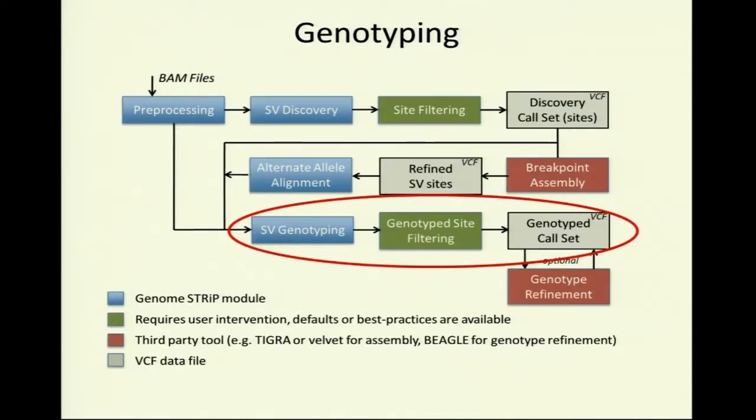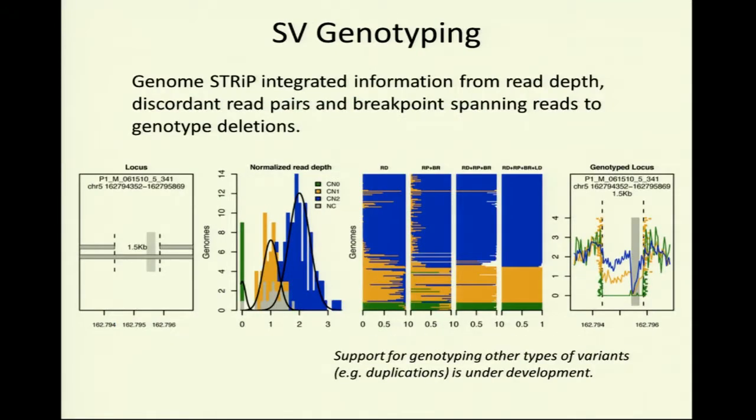So whether you got your site list from Genome STRiP or from another tool, if you want to use genotyping, this is how you would do it. Genome STRiP genotyping, like the other parts of Genome STRiP, uses multiple signals from the data to try to estimate the total copy number and the state in each sample. So we'll use read depth, we'll use pairing information, we'll look at split reads that split across the locus.